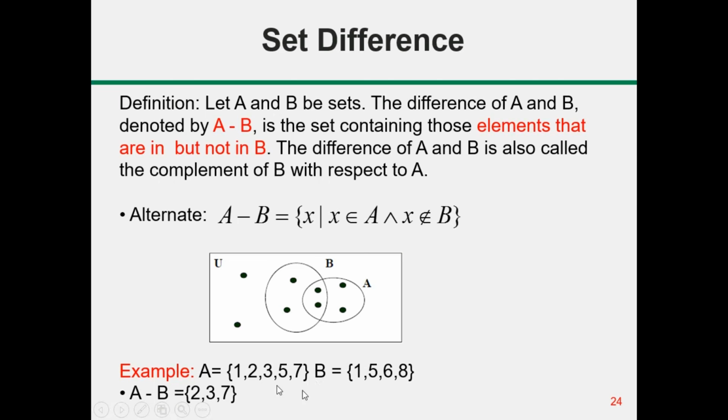So we have to cancel B's elements from here. For B we can cancel 2? No. We can cancel 5, we can cancel 1, can we cancel any other thing? No. So we can write 2. We have left 2, 3 and 7 because we cancelled 5 and 1 from A because they are in B.